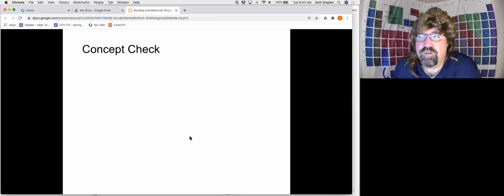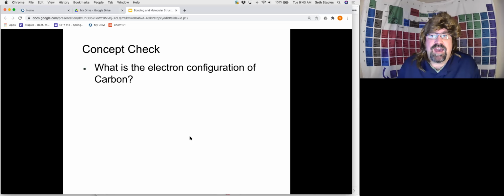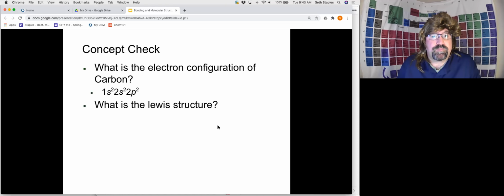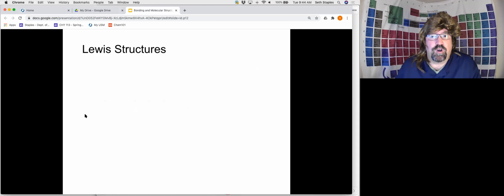So try a few on your own. Let's look at the Lewis structure for carbon. We're going to start with our configuration to find how many valence electrons, or you can just use the periodic table and count 1, 2, 3, 4. Now see if you can draw the Lewis structure. Hopefully you came up with this. There's our Lewis structure for a carbon atom.